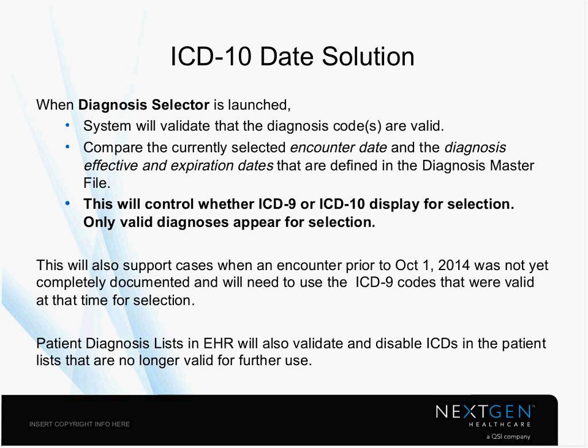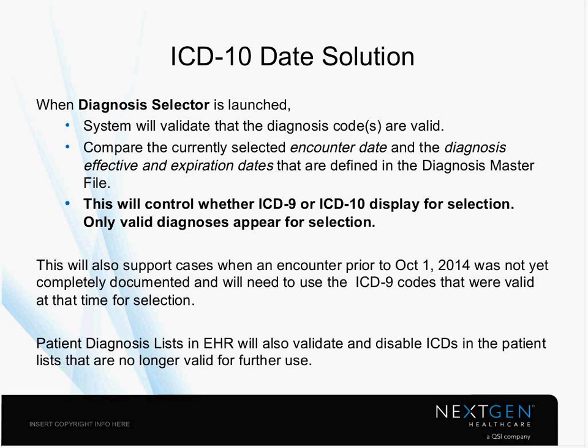When Diagnosis Selector is launched, the system will validate the diagnosis codes compared to the currently selected encounter date and the diagnosis effective and expiration dates that are defined in the diagnosis master file. This will control whether ICD-9 or ICD-10 values display for selection. Only valid ICDs appear for selection. This will support cases when an encounter prior to October 1st, 2014 was not yet completely documented and will need to use the ICD-9 codes that were valid at the time of selection.